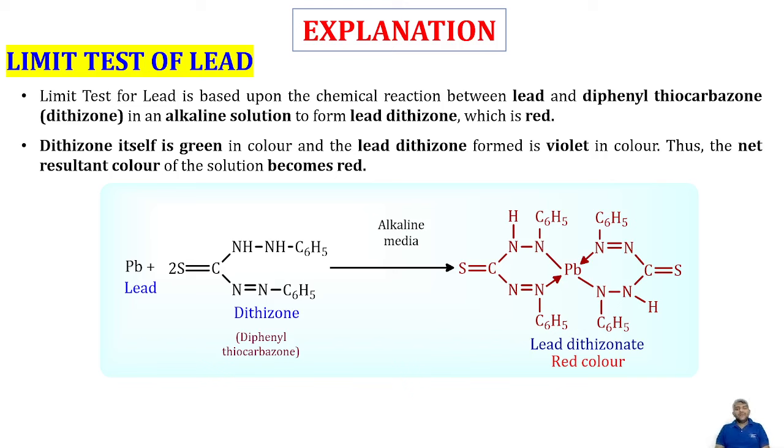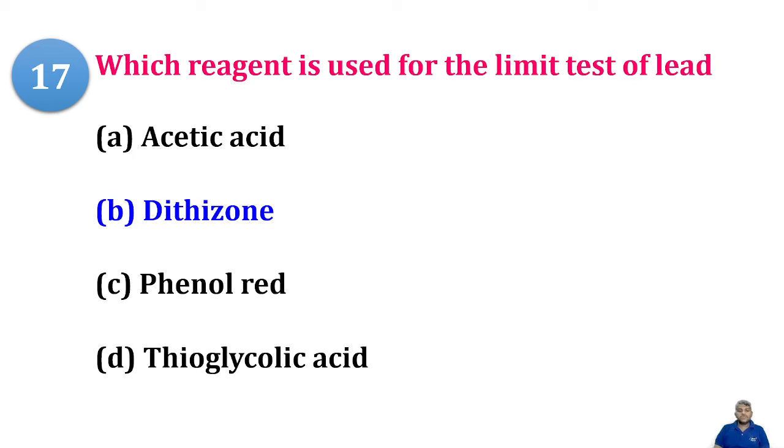The lead limit test is basically a reaction between lead and diphenylthiocarbazone, chemically dithizone. In alkaline solution it forms lead dithizonate, which has a red color. Dithizone itself has a green color, but lead dithizonate forms a violet color. So the net result is that the color becomes red after addition of phenol red. As I told you, phenol red is also used in this limit test, but it is not the main reagent.